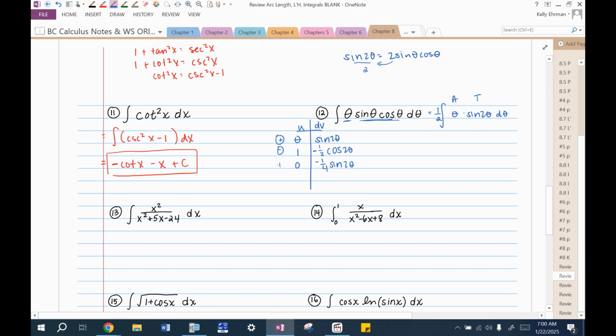Plus, minus, plus. This gets us right down to our answer. So we have a negative theta cosine 2 theta over 2, and minus negative, so plus sine of 2 theta over 4 plus c.